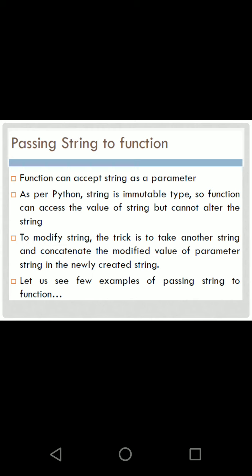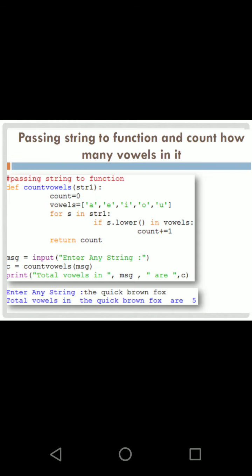For example, you can create a local string variable inside the function, and you can change it, put the value in it or change it accordingly. But the string that you're passing as a parameter cannot be changed. Why? Because string is immutable in its type. So we'll see one example.